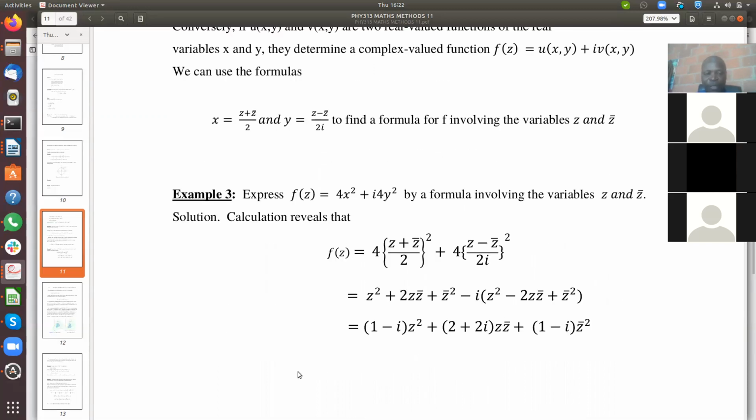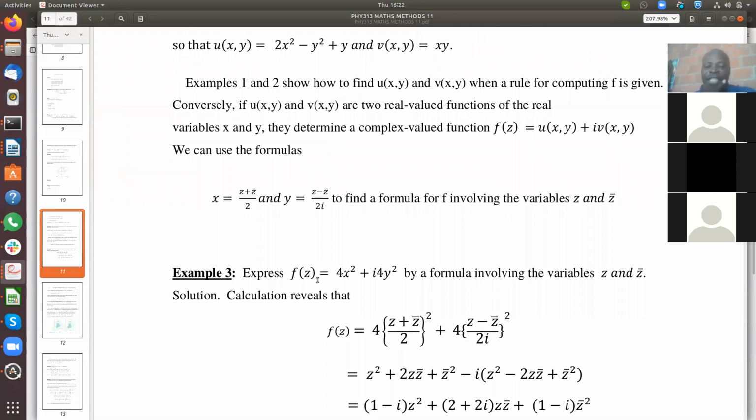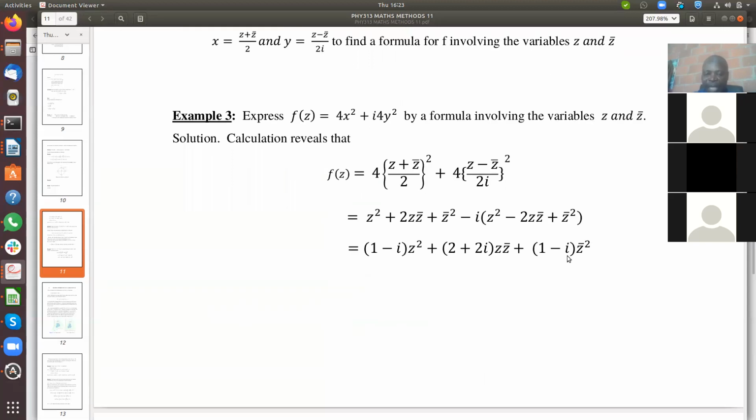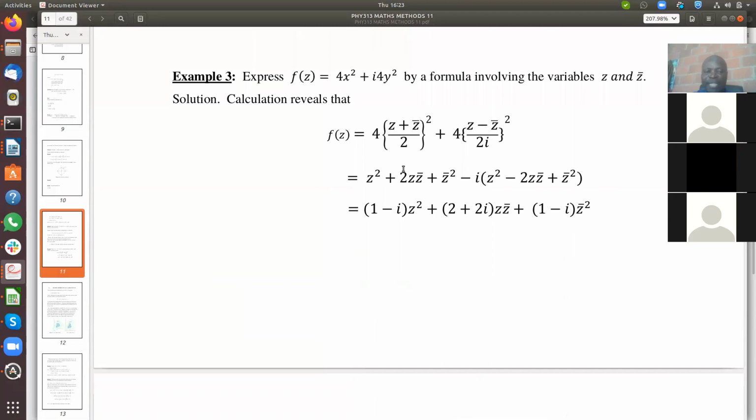Let's look at this now. Example 3 says express f of z is equal to 4x squared plus i 4y squared by a formula involving the variable z and z bar, which is the conjugate of z. So now, what you need to do is, where you see x, you substitute z plus z bar divided by 2, and where you see y, you put z minus z bar divided by 2i. So now you have 4x squared, you put this, you have y, you put them, then you expand it. By the time you do the expansion, you have something like this, and that eventually will give you f of z in terms of z and z bar. Is that clear?